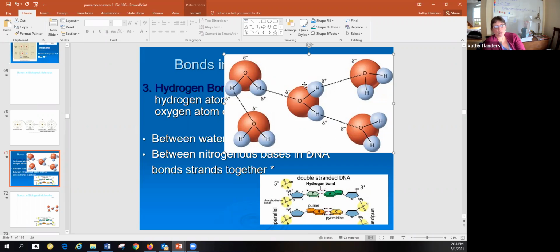Hydrogen bonds are present in water, but they're also present in DNA. So they hold our two strands of DNA together. And that's really important. But if those were stronger bonds, we wouldn't be able to separate it and we wouldn't be able to make more DNA, which we needed to do to survive, to make more of us, to make us taller and bigger and make new skin cells.